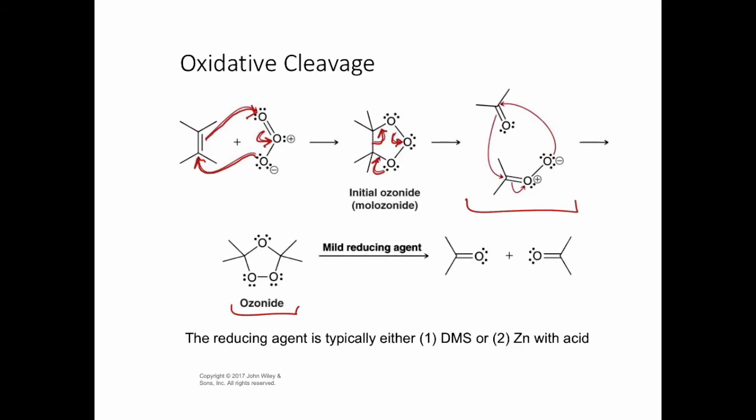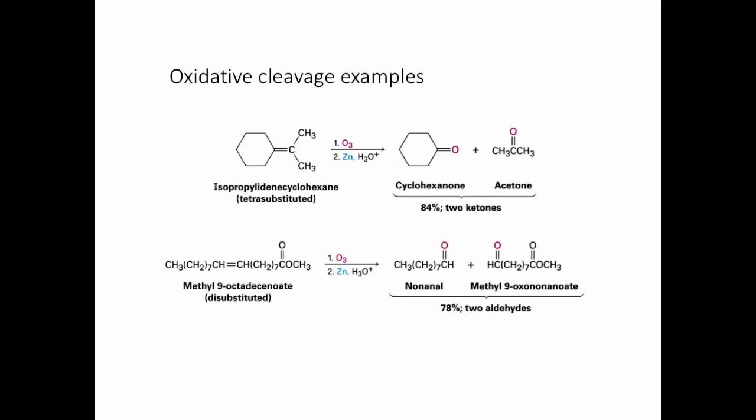And then finally, you can use a mild reducing agent, and that's where you get to your final carbonyl-containing products. There are a variety of reducing agents that can be used, but typically you either use dimethyl sulfide, so that's a sulfur with two methyl groups, or zinc with a mild acid such as acetic acid. So here are some examples.